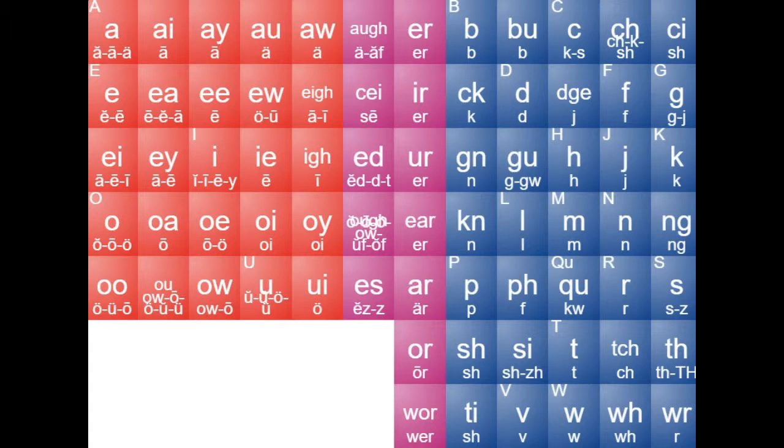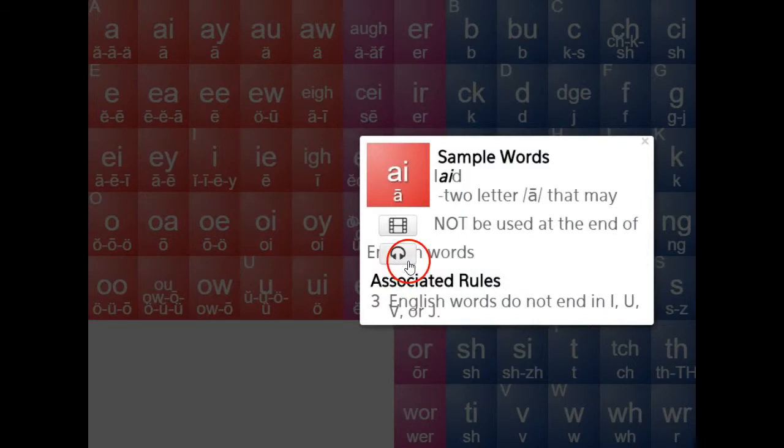This is a phonogram chart. As you can see, they're mostly comprised of more than one letter, but that gives you one sound. For example, here we have the spelling of A, and say here, okay? If you click on that, it will bring up this chart here and give you the sound of that letter. Two-letter A that may not be used at the end of English words. And here you have a sample word, laid.